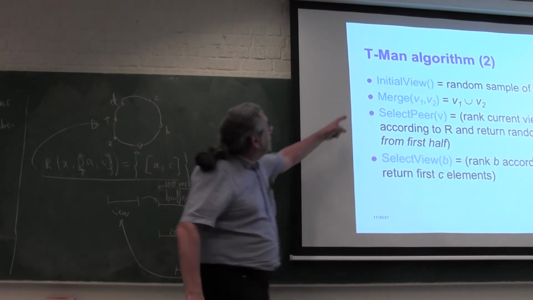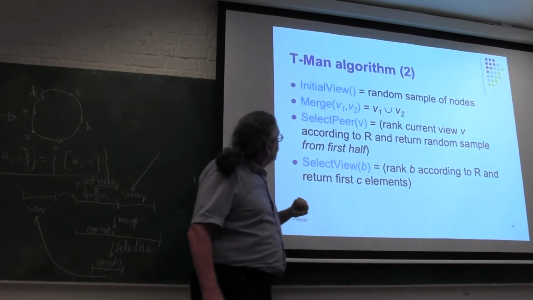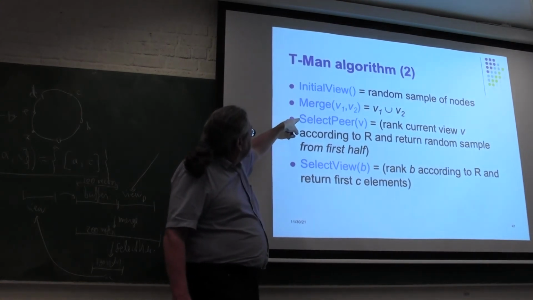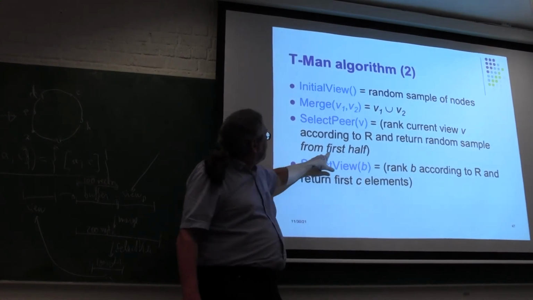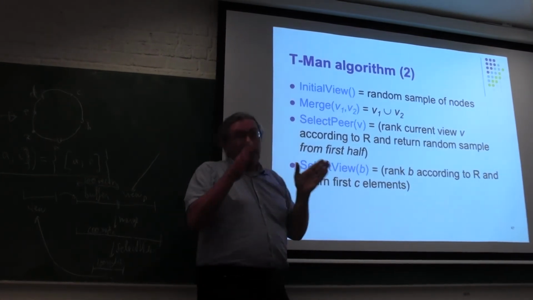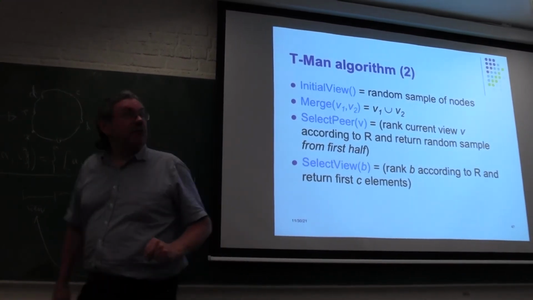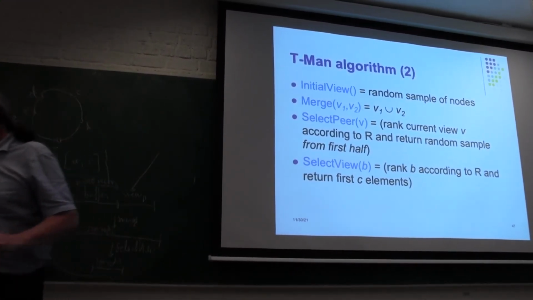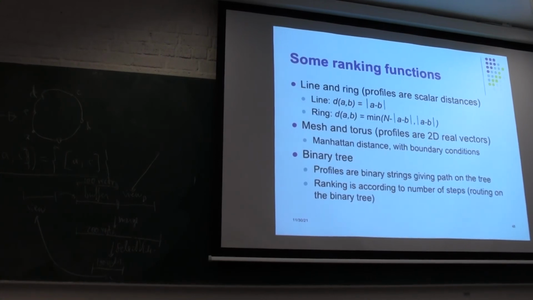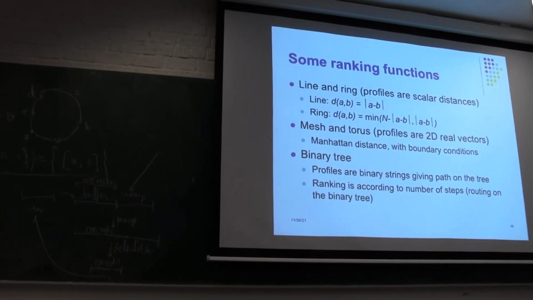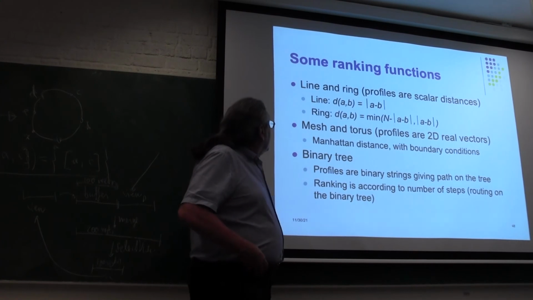So you have to instantiate them. So the initial random sample, merge is just union. Select is ranking the view according to R and returning the first half. So you pick the half that are best, okay, basically. You pick the best ones, okay, and that's it. And you can define some ranking functions. There's some ways you can define ranking functions.